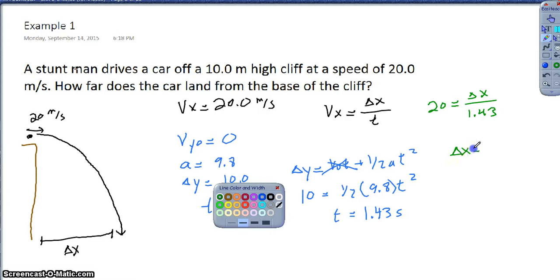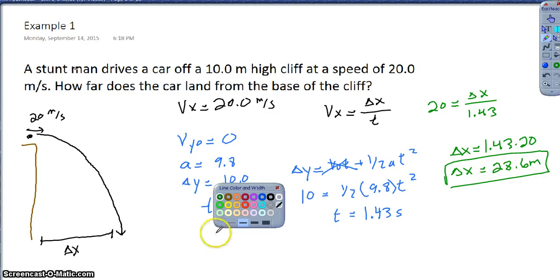And in solving for delta x, we can just multiply the two together. And of course, you can then use your 20 rule, right? Just 2 times the 10 rule. So what does that end up being? 28.6 meters, right? So that's how far from the cliff the car ends up going. Again, hopefully a pretty basic review question for us.